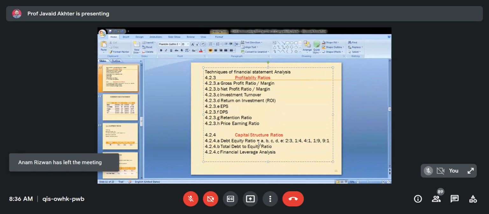The second ratio, total debt to equity ratio, is nothing but this. Here you have included only debt. When we say total debt, you can include current liabilities also, everything that is debt, long term, short run, but nothing more important. Debt equity ratio is more common. 4.2.4.8, the first line under capital structure ratios.